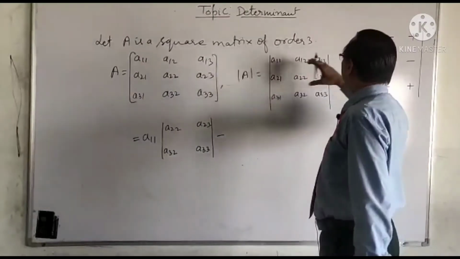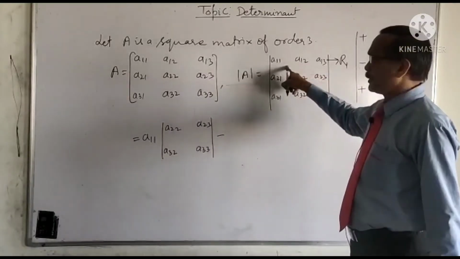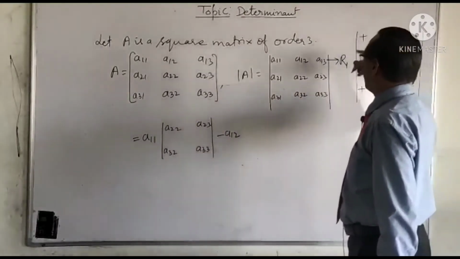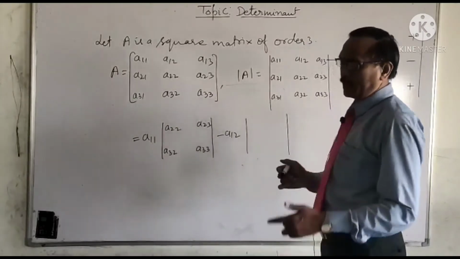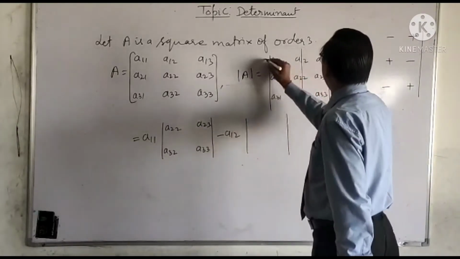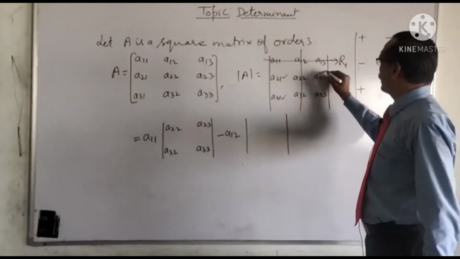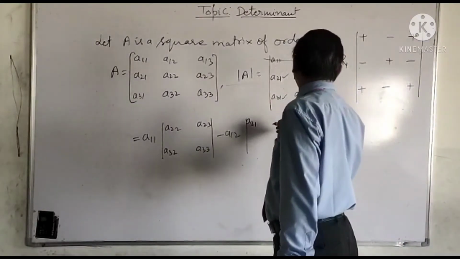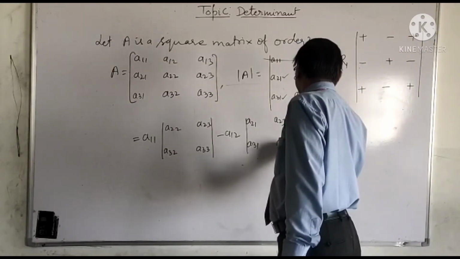So when we expand with respect to R1, we will take A11, then minus A12, because there is a minus sign, and we write the determinant of second order this way: we will cancel this element by a vertical and horizontal line. These elements are left. So the determinant of second order will be A21, A23, A31 and A33.